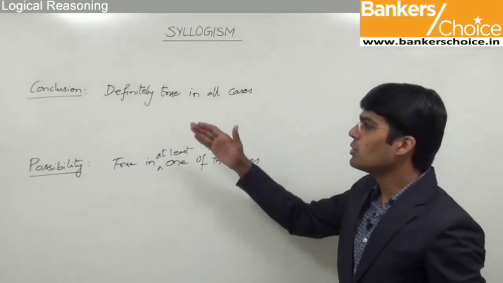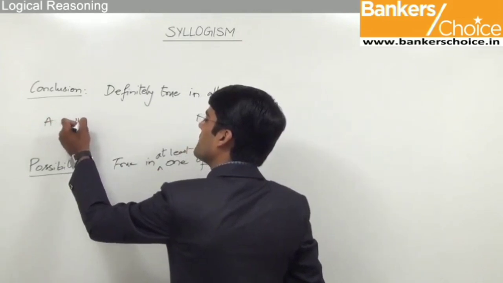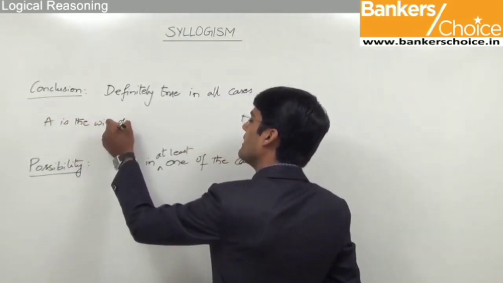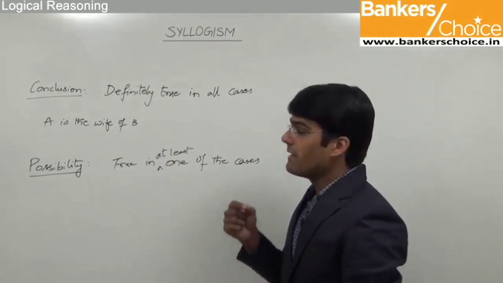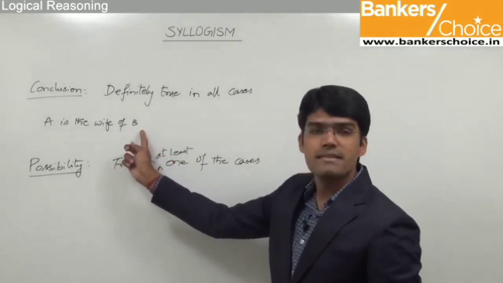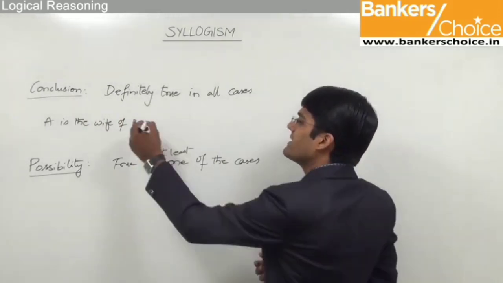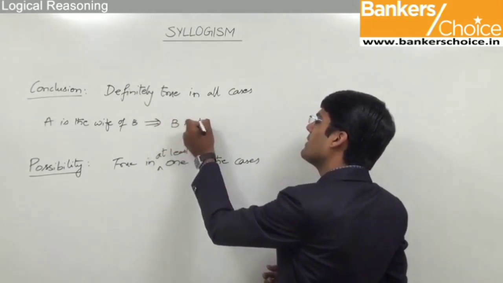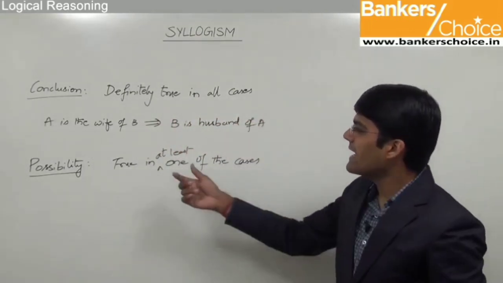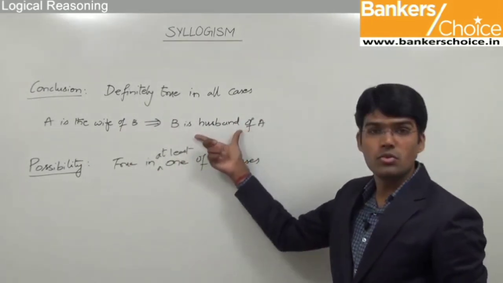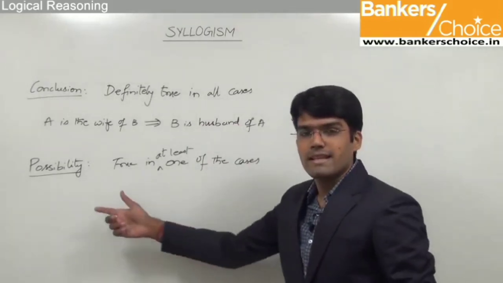Let us take an example to understand this. Let us assume the given statement is "A is the wife of B." Now when the statement is "A is the wife of B," the definite conclusion which we can make out of it is "B is the husband of A." Why? Because when A is a wife, B has to be the husband, right? So we can say that B is the husband of A. Now here you can see that for the given statement, this is a conclusion. Why? Because this is definitely true in any case.